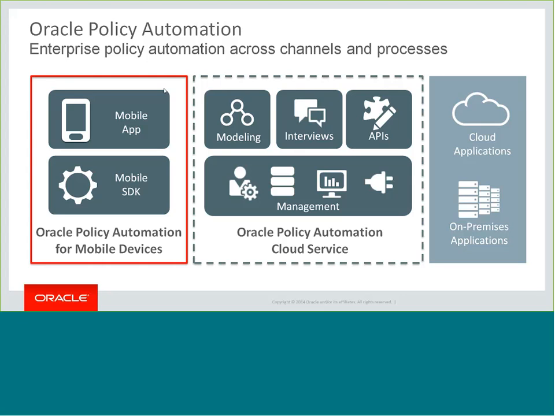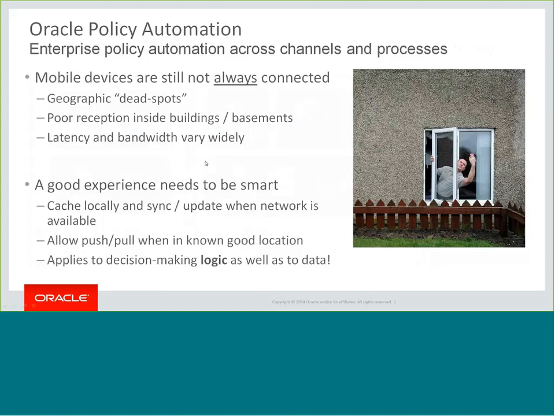capabilities that OPA provides, starting with the mobile app, which has been out for a while, that provides a limited shrink-wrapped capability to do disconnected decision-making on any mobile device. And that's out there today. You can get it off the Google Play Store and the Apple Store. And then the mobile SDK, and that's really what we'll be drilling into in more detail here. So this is all one big happy family, and then obviously linking together with the cloud applications and the on-premises applications on the right-hand side.